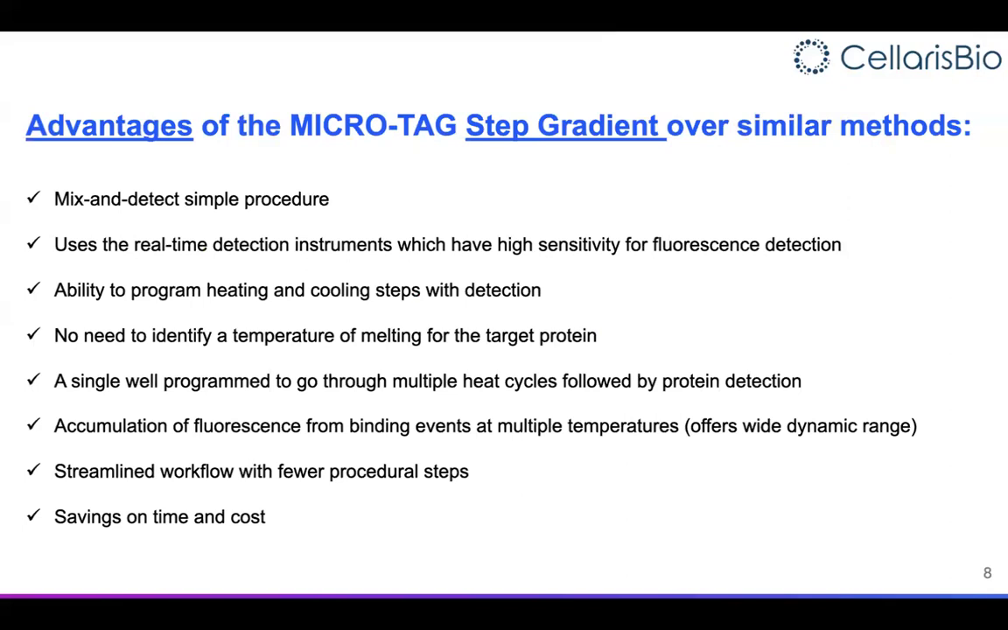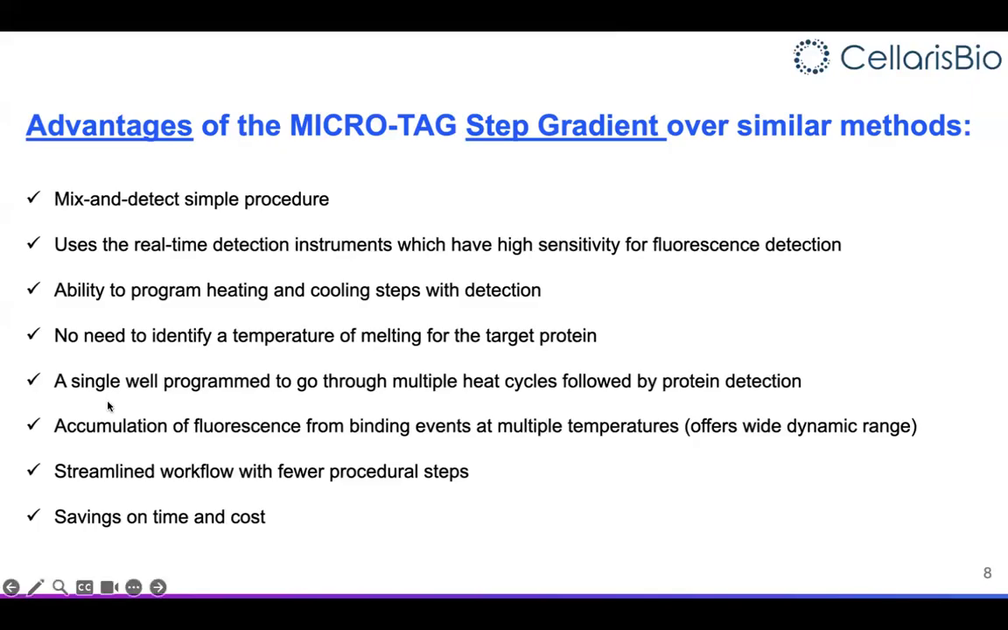So the key advantages of the microtag step gradient system over conventional cell target engagement systems are: this is a mix and detect simple procedure that uses real-time instruments for detection of a fluorescence signal. Now, the beauty of using the real-time instruments is that it allows you to program heating and cooling steps that allow you to test these different temperatures with ligand binding. So there's no more need to identify a specific one temperature of melting for your target protein and test at that one temperature.